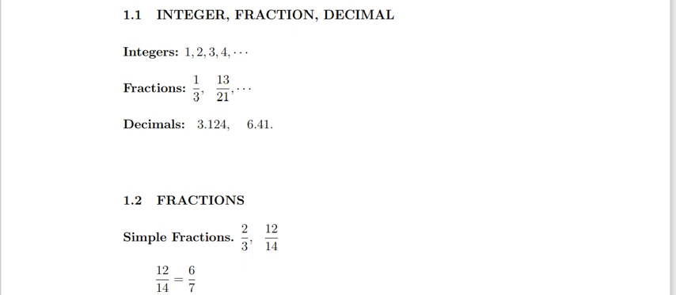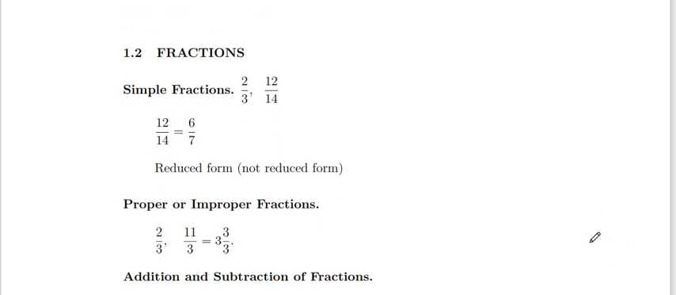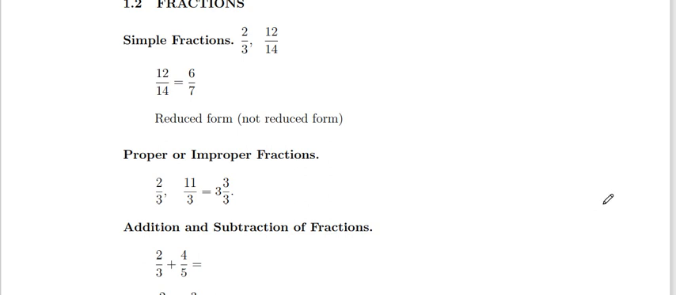Okay, so let's check fractions. Those are fractions: 2 over 3, 12 over 14. Even though 12 over 14 is a simple fraction, it can be simplified further. We can simplify 12 over 14 to 6 over 7. We call this 6 over 7 the reduced form.